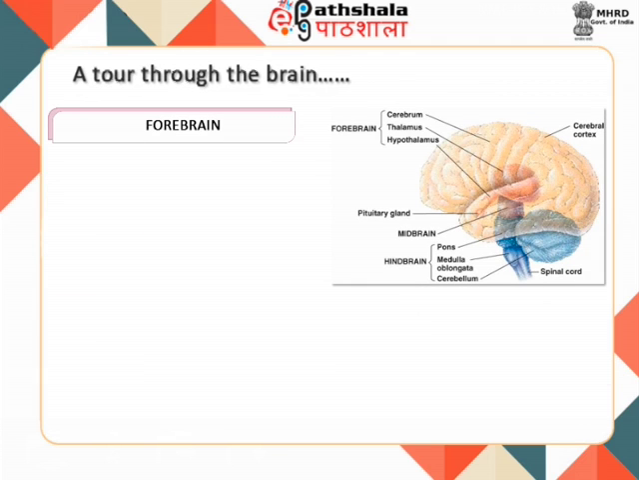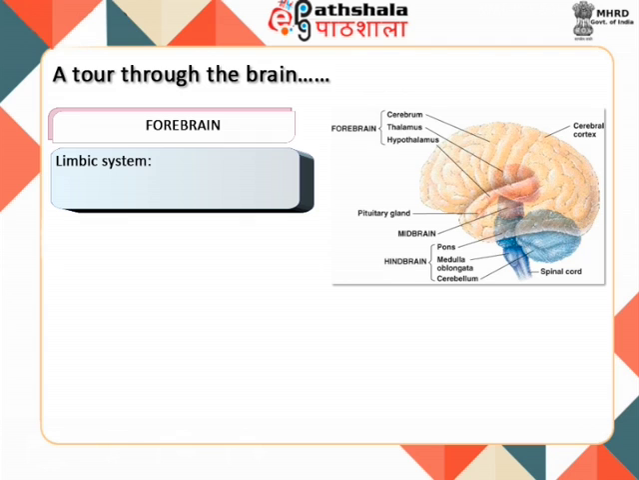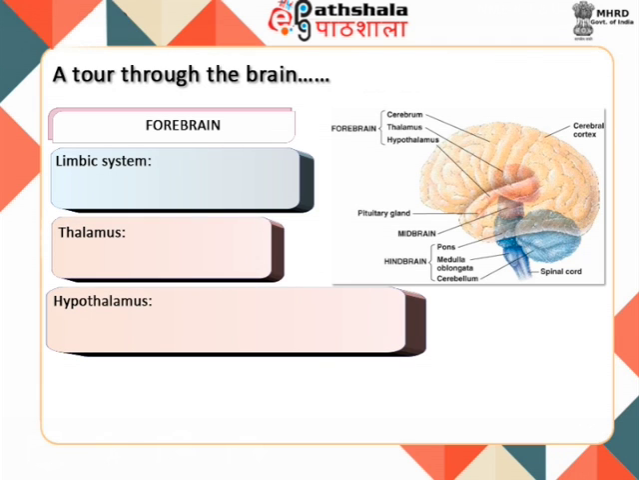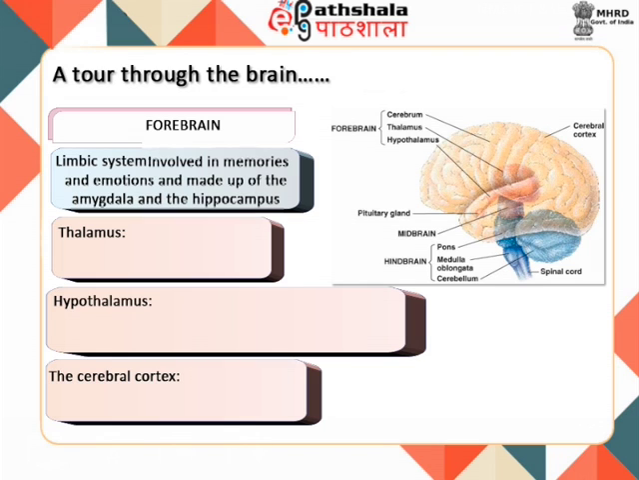The forebrain is considered to be the brain's highest region. It is involved in the processing of complex information. There are four major structures of the forebrain: the limbic system, thalamus, hypothalamus, and cerebral cortex. Let us understand them further. The limbic system is involved in memories and emotions. It is made up of the amygdala and the hippocampus.